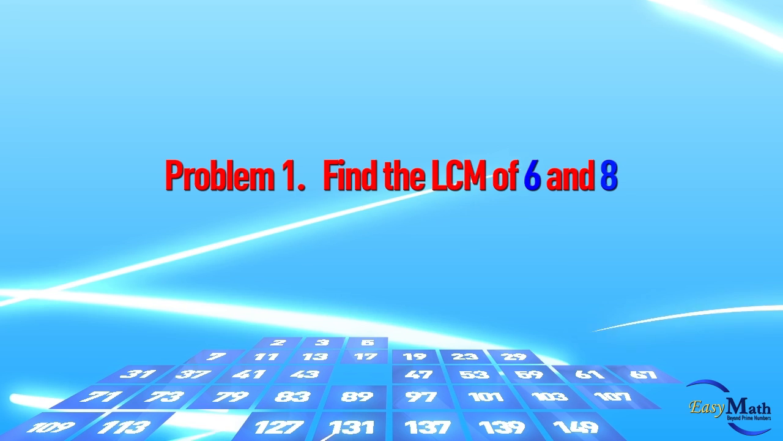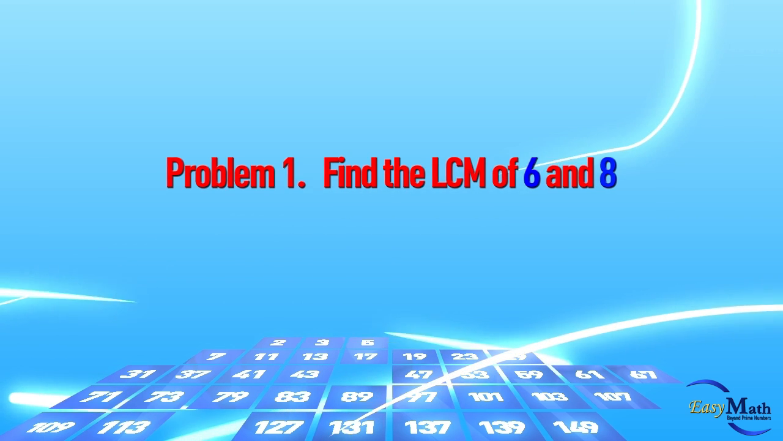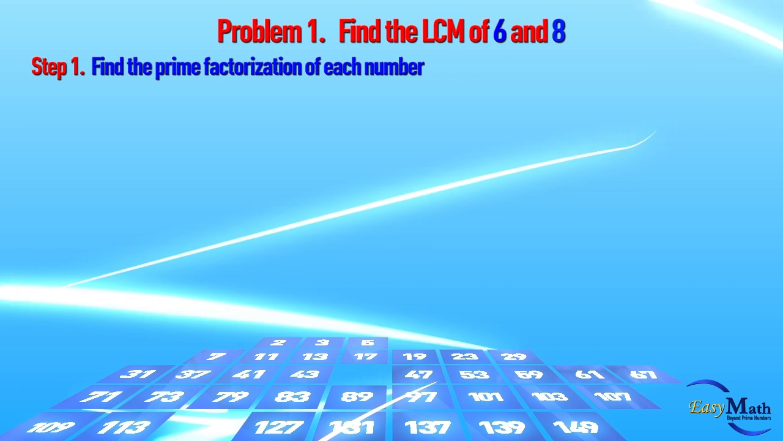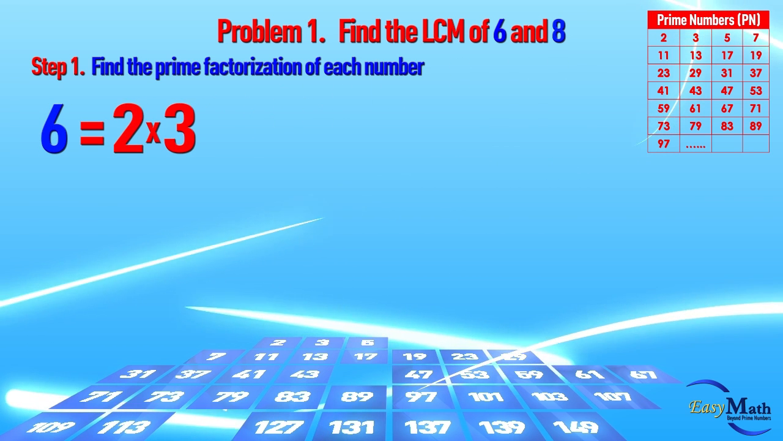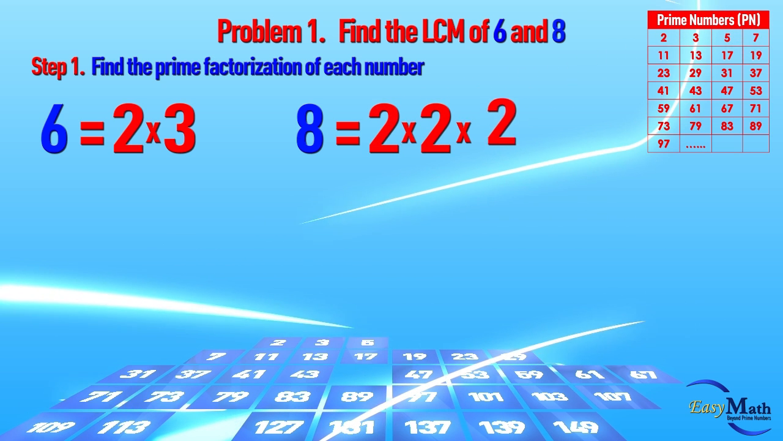Problem 1. Find the LCM of 6 and 8. Step 1. Find the prime factorization of each number. 6 is equal to 2 times 3. 8 is equal to 2 times 2 times 2.